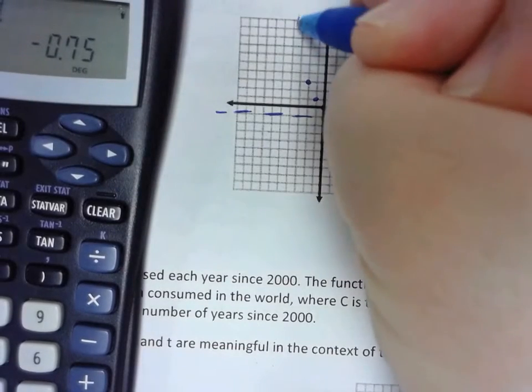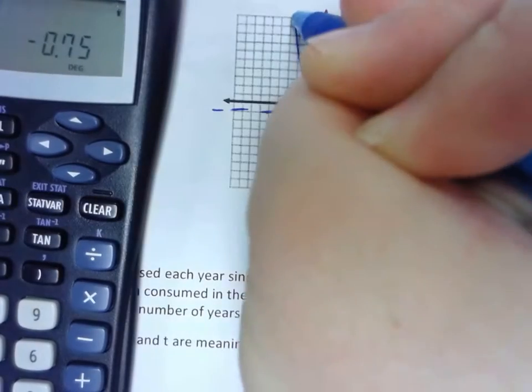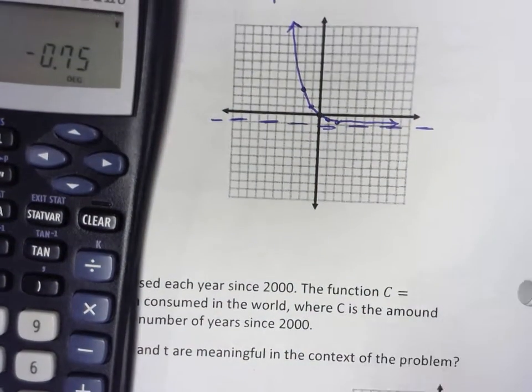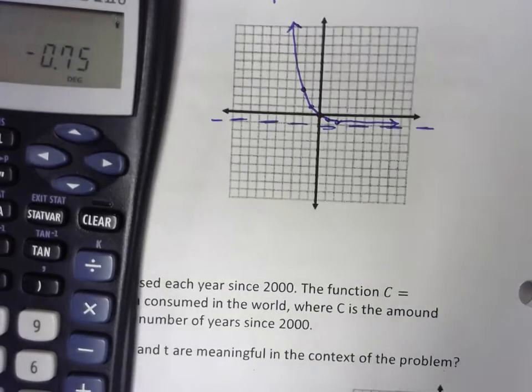So if I draw my graph, like I said, an exponential can also be going downhill like this. It's going to look something like that. It's fine. Some are going uphill, some are going downhill. We'll talk Friday about how to tell which is which. Either way, you're going to have the curve.